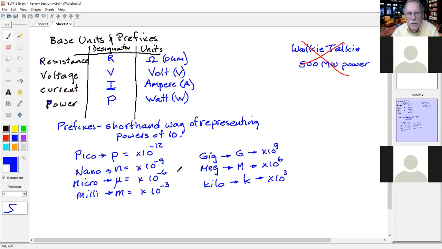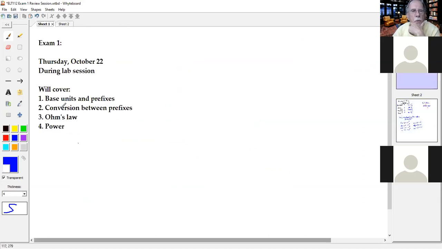You just have to memorize them. So any questions on what I meant by the base units? These are your base units, and these are your prefixes. Yeah, we good, or questions? I'm good. Okay. So the next topic was conversion between prefixes.